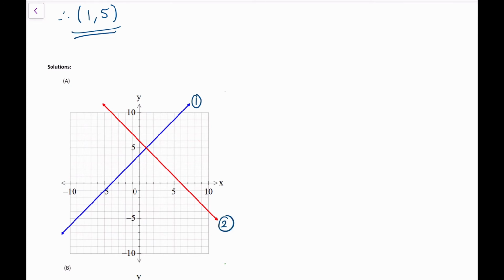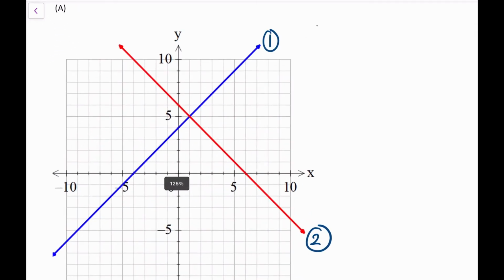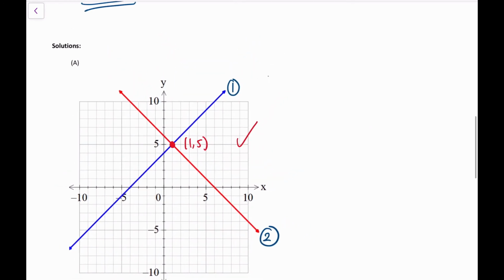Now, I actually said that the point of intersection, which I found through the substitution method, is (1, 5). So let's check that. Okay, so 1's here, 5's here. Let's just plot this here. Is this point here the coordinates (1, 5)? Yes, it is. Okay, fantastic. We did that well. Let's now have a look at a second example.